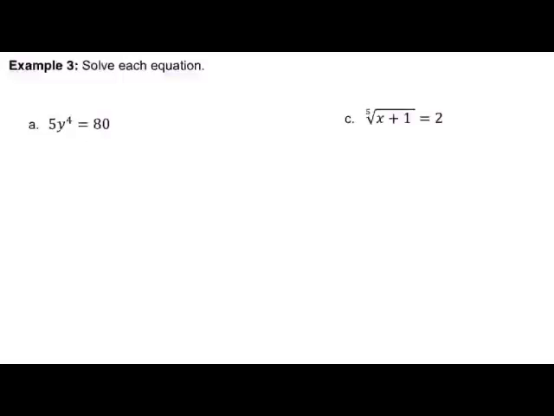The second part of section 7.1 is solving equations with exponents and radicals. If you remember from chapter 5 when we looked at square roots and exponents, we know that to get rid of a square we would take the square root. So the same thing is true with any exponent or root. To undo an exponent, we have to take that root. To undo a root, we take that exponent.